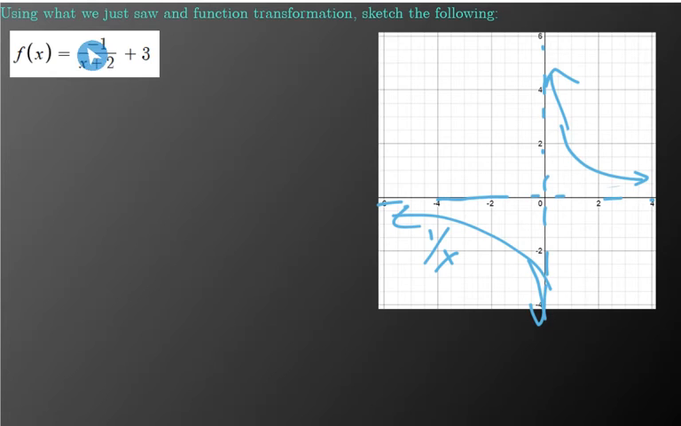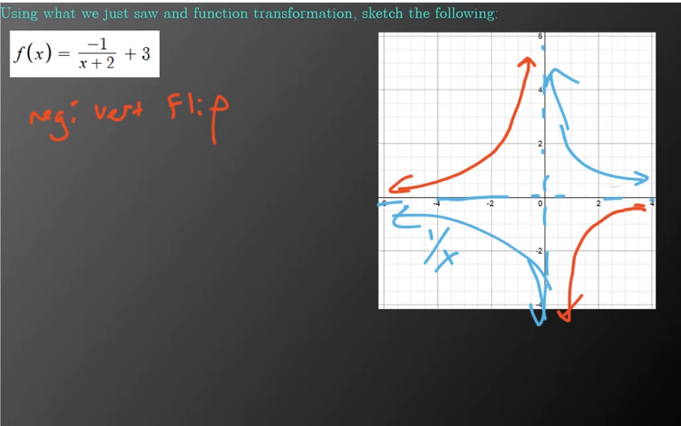If we want to do the negative, negative would just flip, okay, right? It's a vertical flip. So then we would take our parent function 1 over x, and now this part would pop up here, and that part on the right would pop down here. So that is negative 1 over x, right? So I'm going to get rid of this as I go here.